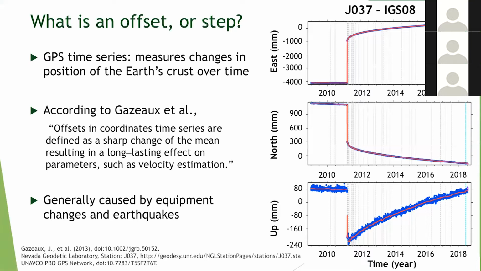So on the figure to the right, we have three components, east, north, and up. And it might be kind of obvious where the discontinuity is, but I'll just put a circle. This is an example of a step from a station offshore Japan. And this step is actually the Tohoku earthquake. So offsets and steps are usually caused by equipment changes, which we generally know when they occur because there's a technician who logs the time and information, and also from earthquakes, which are sometimes obvious, like this one.